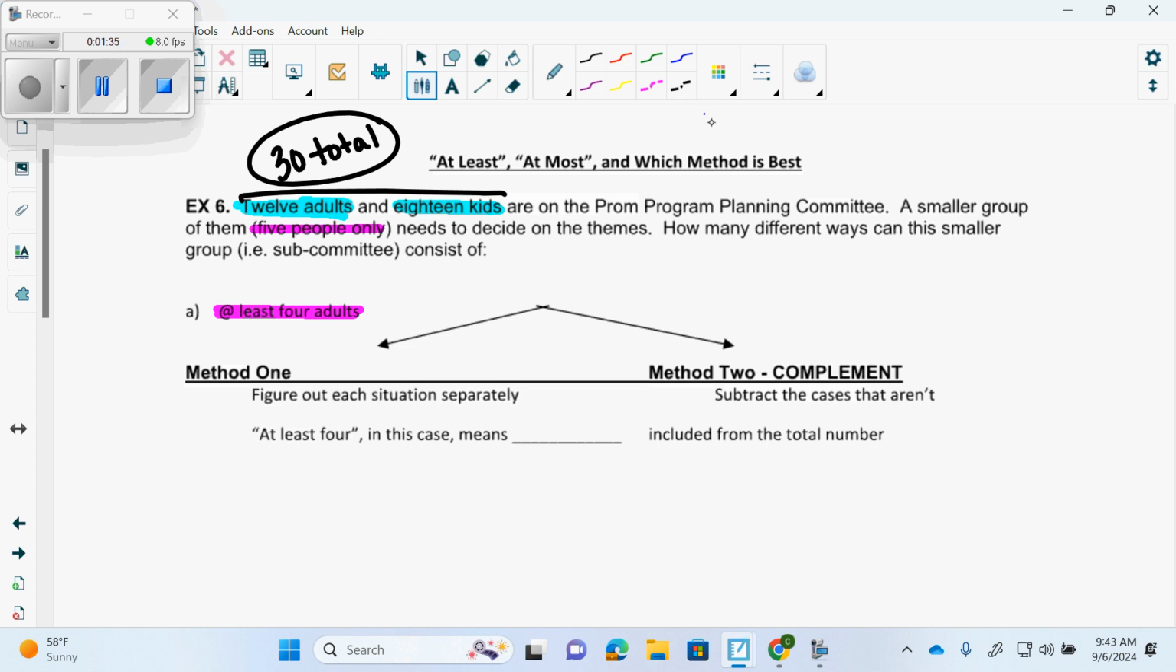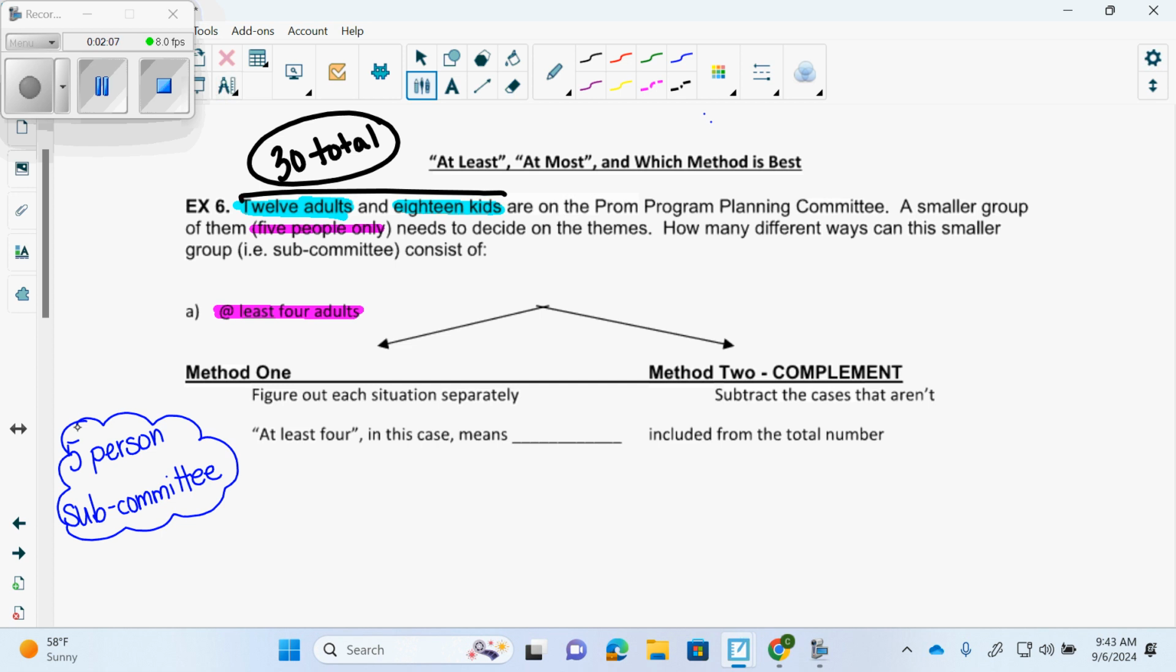What am I going to stop at? How many adults am I going to stop at? 5. Why? There's only 5 people on the committee, right? So I'm always going to write that over here. I need a 5-person subcommittee. I'm going to write this here so I remember that every single case has to have 5 people on it, doesn't it? So this is very important. I write this off to the side to remind myself every case has to have 5 people.